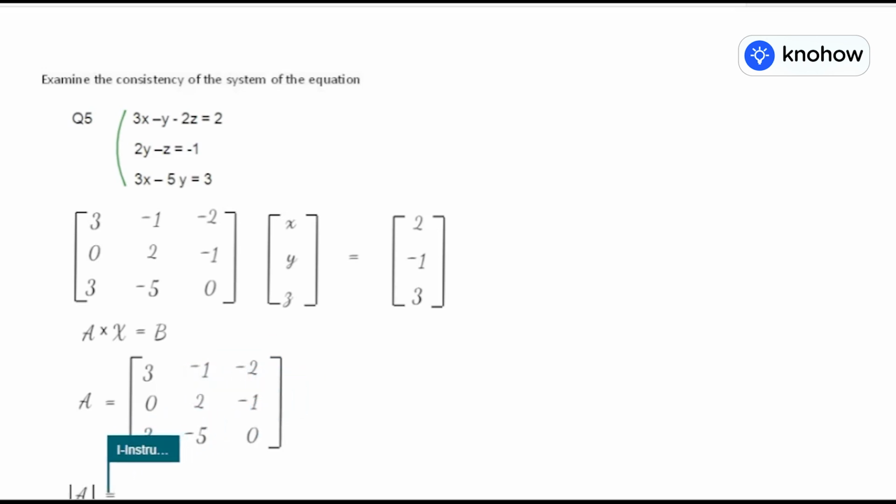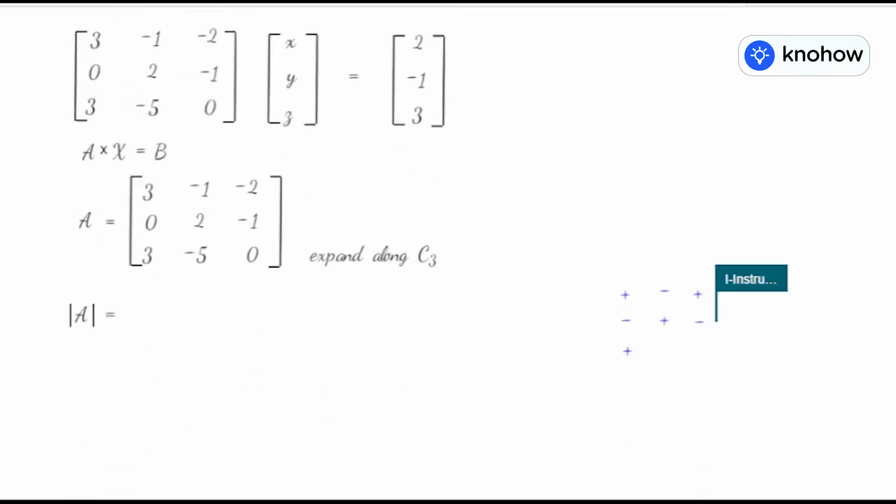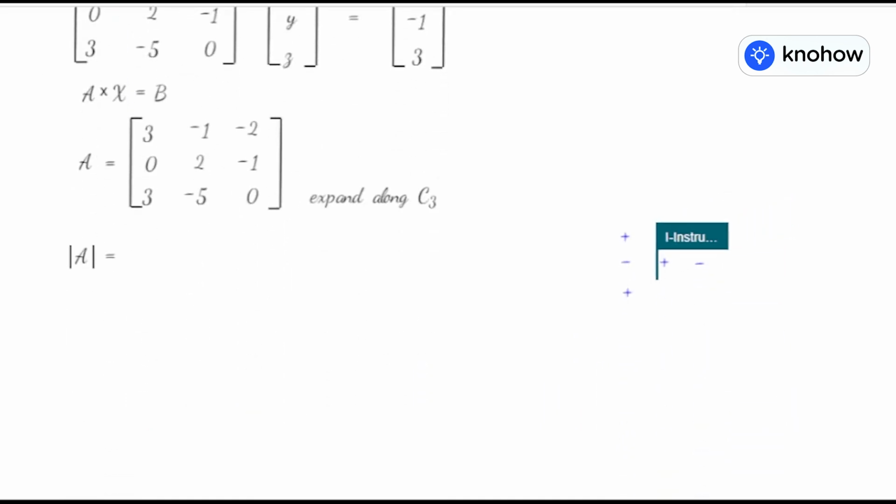So to find the determinant A, we can expand it along any one row or column, but here it will be convenient to expand it with the third column because you have a 0. So expand along column 3. You already know the sign convention, plus, minus, plus, minus, plus, minus, plus, minus, plus. So in column 3 it is plus, minus, plus.